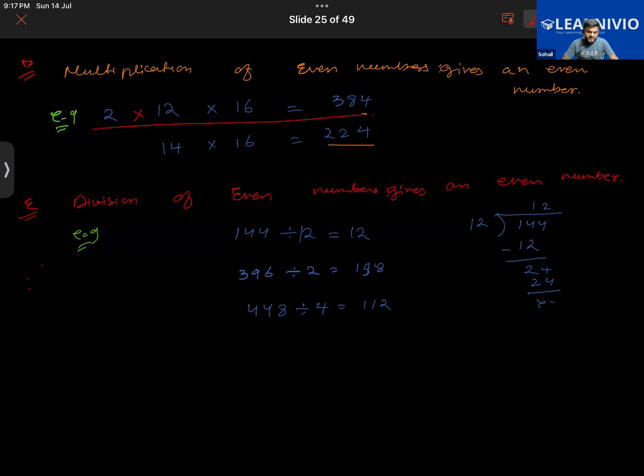I was saying that division of even numbers gives an even number as a result, as we have understood via some examples here. You have to write down this statement and just take one example. Write down the first example only. Division of even numbers gives an even number. You understood it or not? Yeah, I understood it. Good.